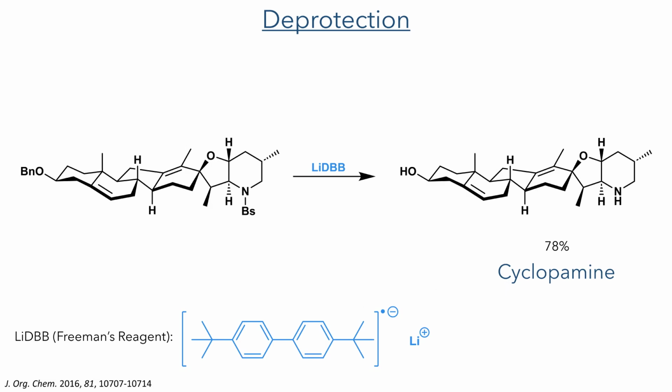With this ring formation now complete, a simple deprotection of the benzyl and sulfonyl groups using Freeman's reagent completed the synthesis of cyclopamine in a 78% yield.